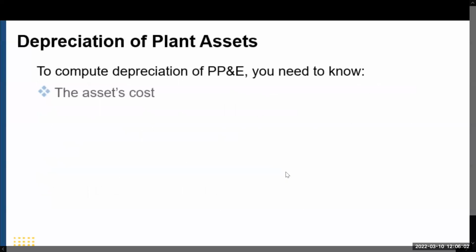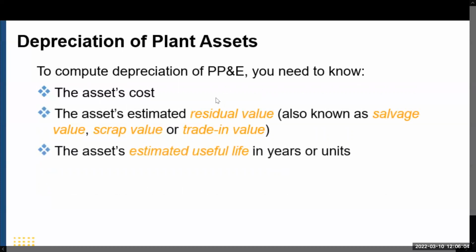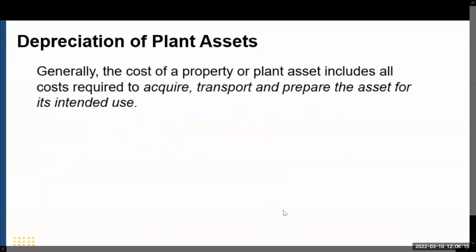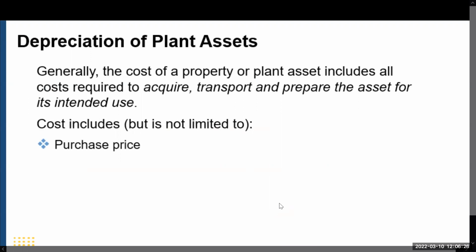So we already talked about this. The information you need to calculate depreciation is the cost, the residual value, salvage value, scrap value, trade-in value, whatever they call it, the useful life, and what method you're using. We will cover, I think, 4 different methods in this book, and we get to start with the easiest one, straight line.